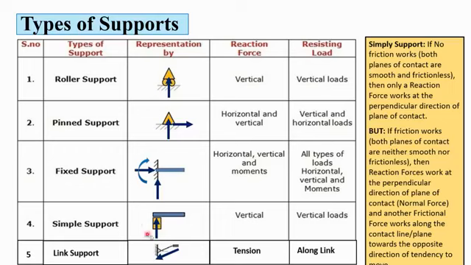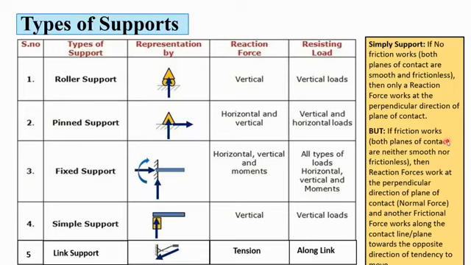Now, simply support has some other characteristics. I will explain here. Simply support. If no friction works, what does it mean? If no friction, both planes of contact are smooth and frictionless. In reality, it is not possible. But for assumption purposes, in the first one to four chapters, the problems we are solving, we assume frictionless. So then only a reaction force works in the perpendicular direction of the plane of contact, like this.